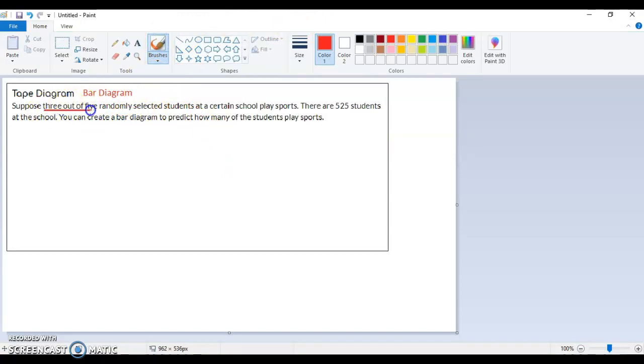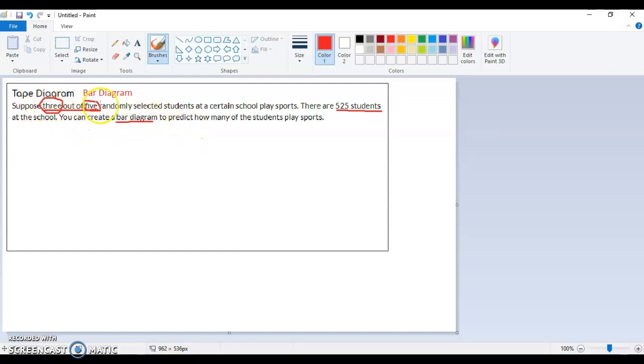Suppose that 3 out of 5 randomly selected students at a certain school play sports. There are 525 students at the school. Create a bar diagram to predict how many students play sports. The reason we're doing this is because this is very similar to how we were solving things yesterday. We just have a name for it now.